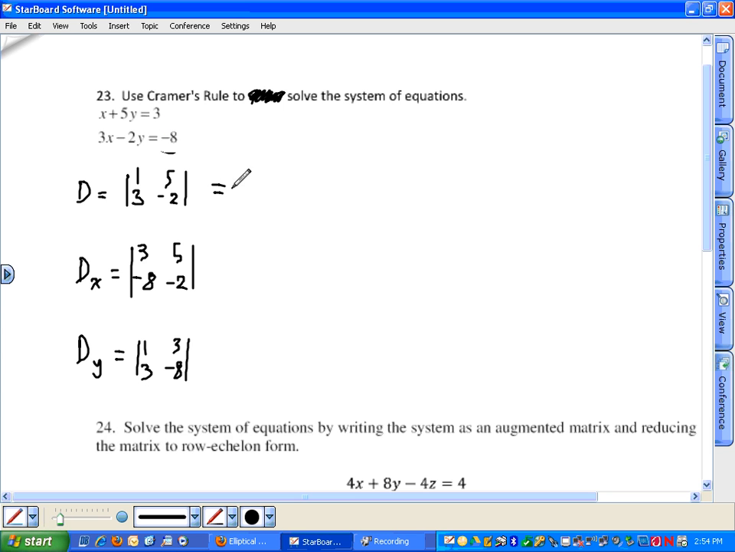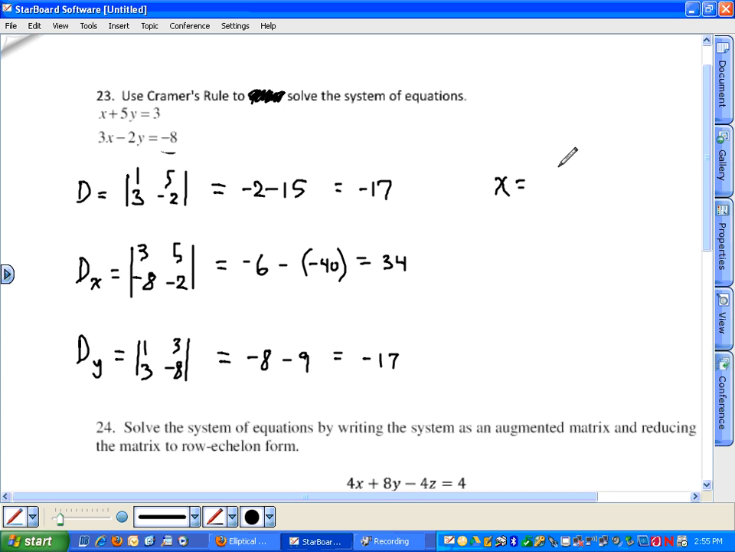And so the determinant of this is negative 2 minus 15. The determinant is negative 6 minus negative 40. The determinant here is negative 8 minus 9. That equals negative 17. This equals 34. This equals negative 17. Cramer's rule states that x is D sub x divided by D, and y is equal to D sub y divided by D.